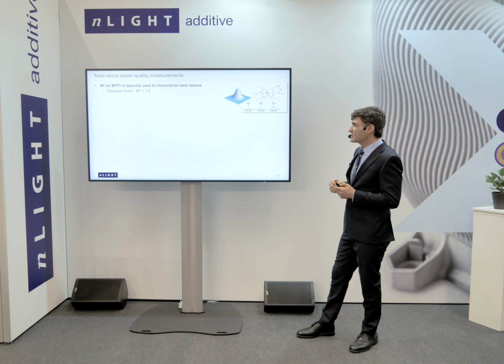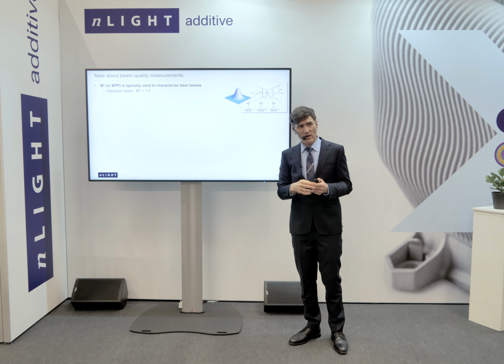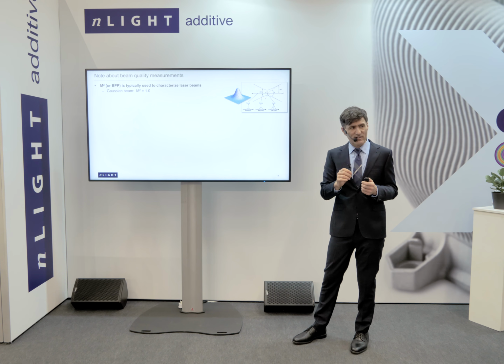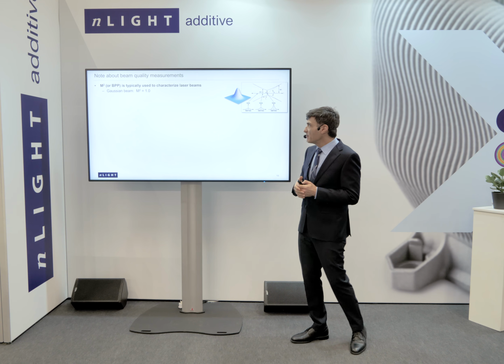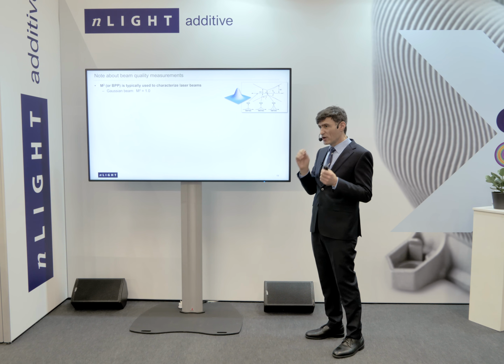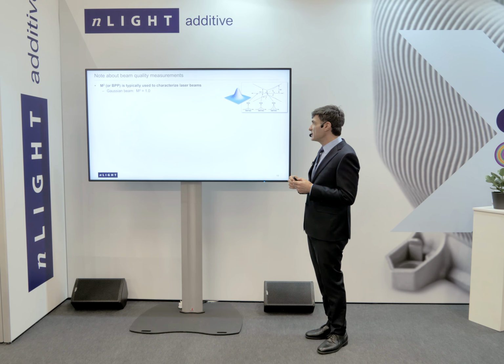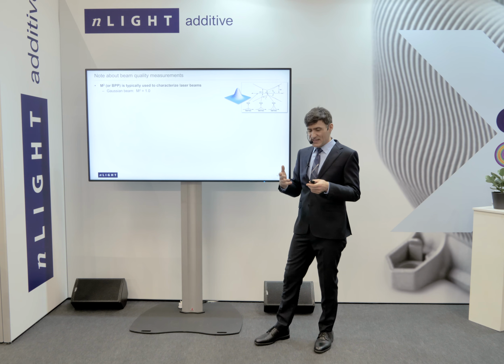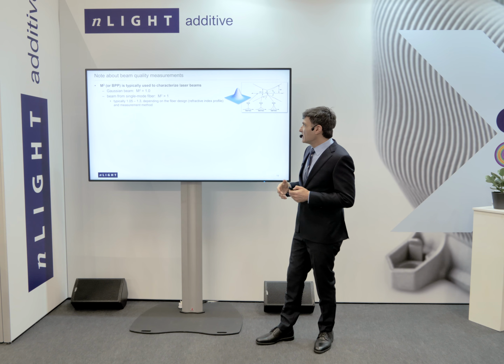I want to do a brief aside on the beam quality, or M squared, because that's something a lot of people think about in these high precision additive manufacturing tools. M squared is the standard measure to characterize beams, and a perfect Gaussian diffraction limited beam has M squared equals 1, and any other beam has a larger M squared.